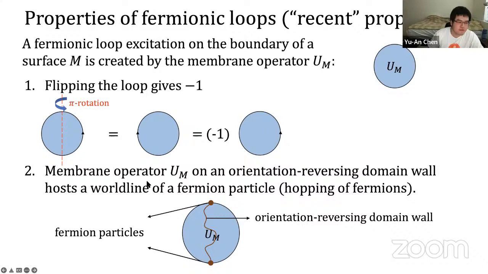We consider two different properties of a fermionic loop. The first one: consider we have the fermionic loop on the boundary of this disk, and then, about the vertical line, we do a π rotation, which means I flip this disk. Here the arrow is just a label, so the loop itself doesn't have any orientation; I just use the arrow to visualize. We can compare the original configuration and the final configuration. It looks like we flipped the loop by 180 degrees. So the first definition of the fermionic loop is that under this flipping, it gives you a minus sign. I would call this property one of the fermionic loop.